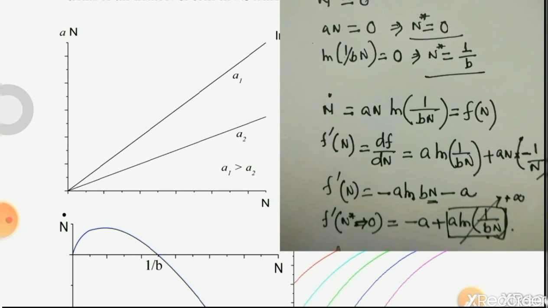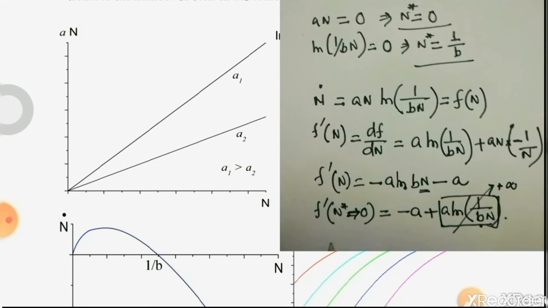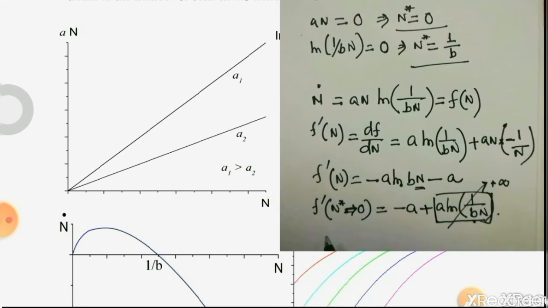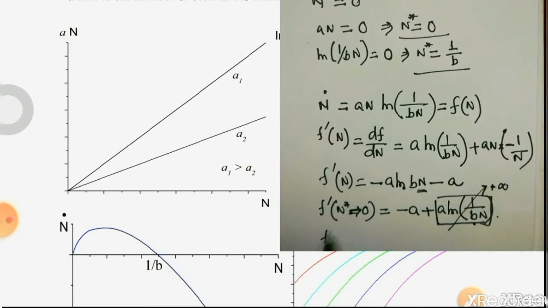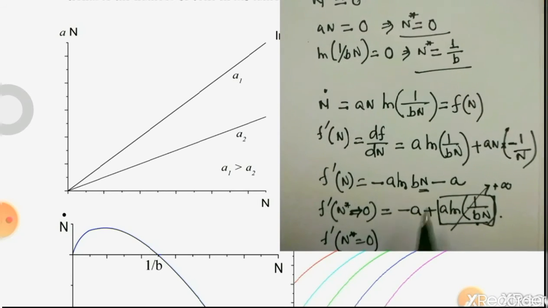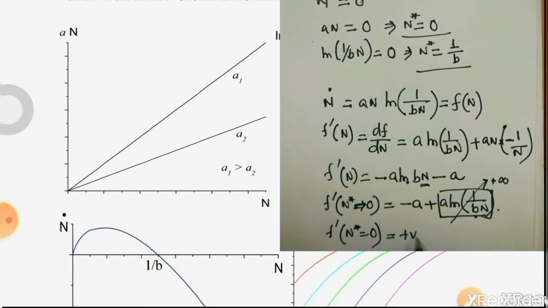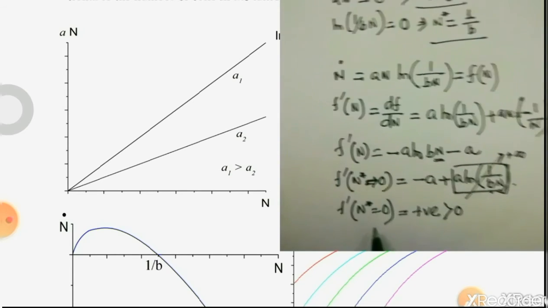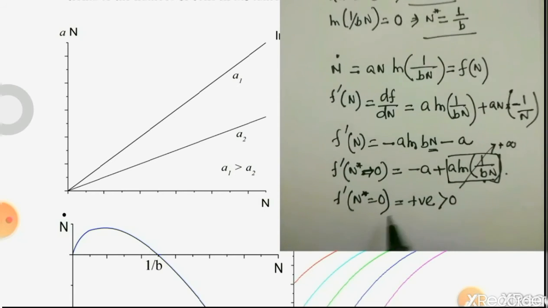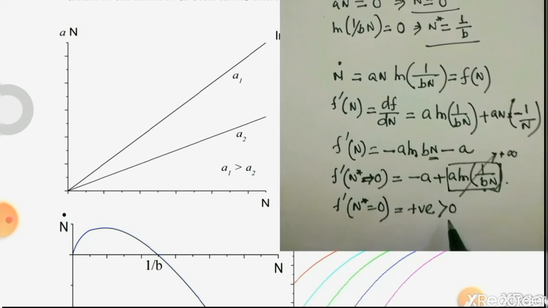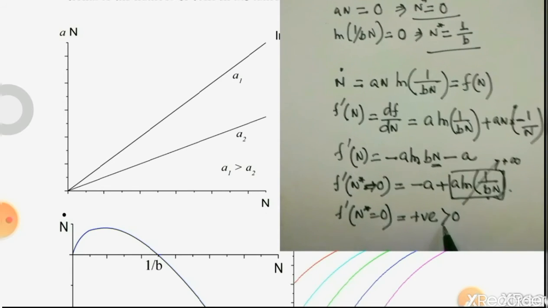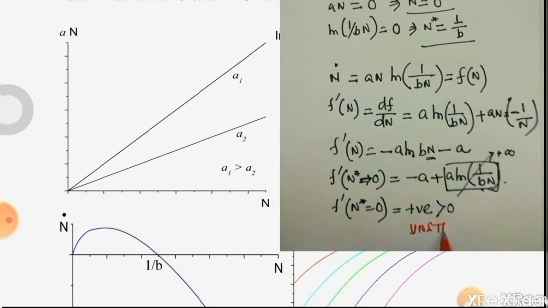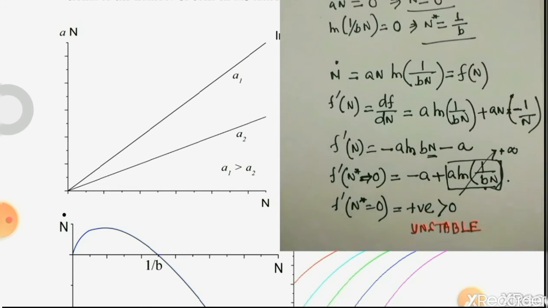So, if we consider a point near the origin, then f prime(n star) will have a positive value, that is, it is greater than 0. As we have mentioned, when f prime(n) has a positive value, the perturbation grows and it will definitely be an unstable fixed point. This is an unstable fixed point.